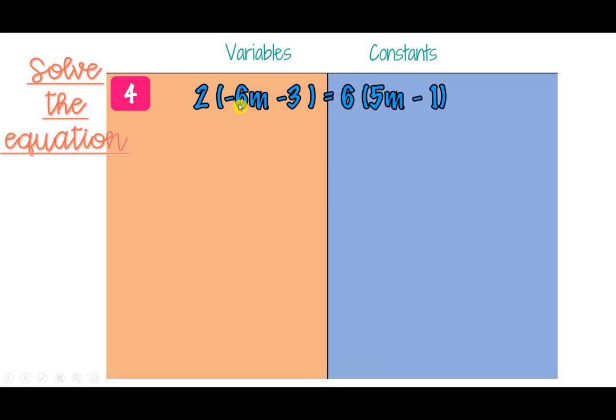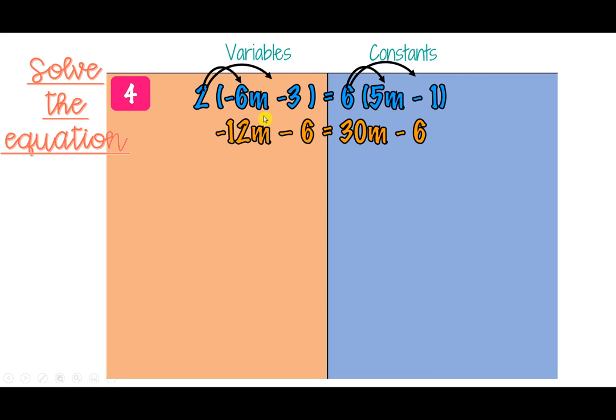2 times negative 6m minus 3 is equal to 6 times 5m minus 1. Got to get rid of these parentheses and this number outside of the parentheses. Therefore, I need to distribute. Distribute 2 to negative 6m and to negative 3. On my blue side of the equation, I need to distribute 6 to 5m and to negative 1.